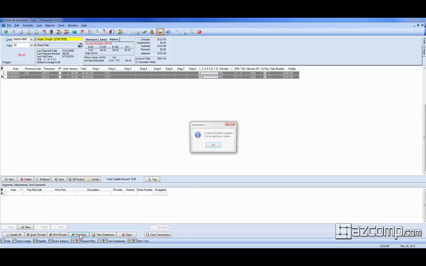If we hit print claim, we'll notice those both went out on the same claim. So just remember, same facility, same diagnosis codes, and you should be good to go.